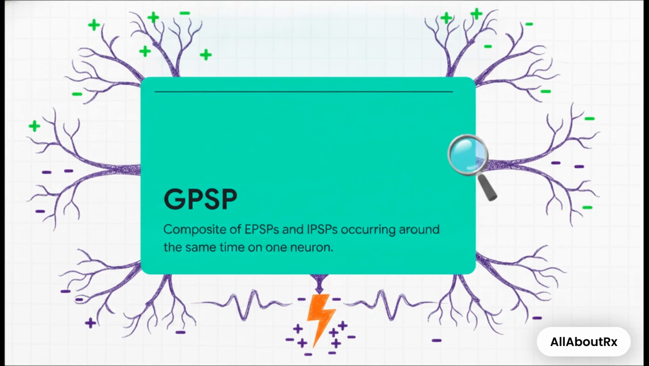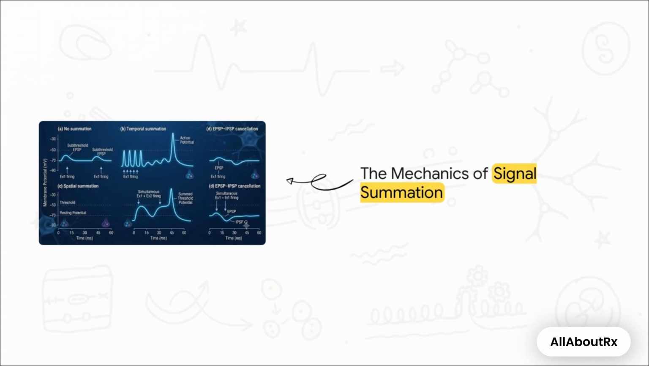It's the net balance of all these inputs occurring around the same time at the axon hillock that dictates the outcome. In reality, it can take up to 50 simultaneous EPSPs for the neuron to calculate a net positive and finally fire an action potential. The cell calculates this grand potential through a process called summation.